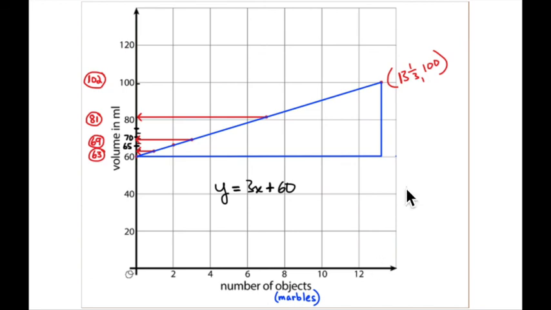All right, so can you use this point right here, which is if you could add 13 1/3 marbles, you'd get 100 milliliters. Can you use this point and this point down here, which is 0, 60, to get this equation? How would you do that? Well, you subtract 100 minus 60, and you subtract 13 1/3 minus 0, and you're going to figure out the y and the x values. So you're going to use x and y and these values to figure out the slope, and see if you can come up with this same equation.